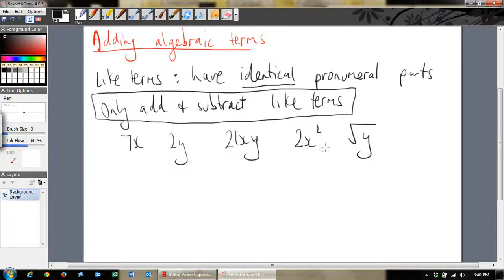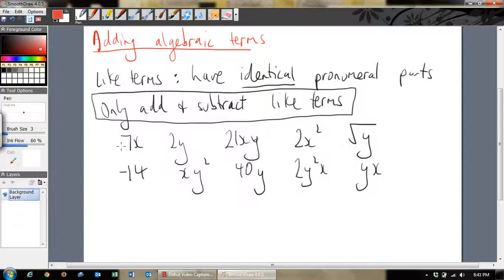Square root of y. What else is interesting? 14, that'll do. How about negative 14 just to make it interesting? X, y squared, 2y squared x, y, x down here, and how about just 40y. Okay, let's just think about, out of these 10 terms that I've just written down, which ones are like terms?